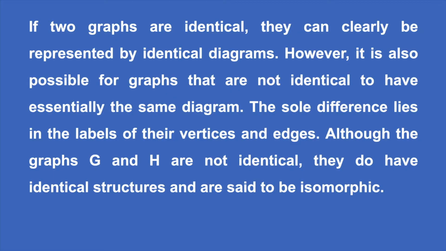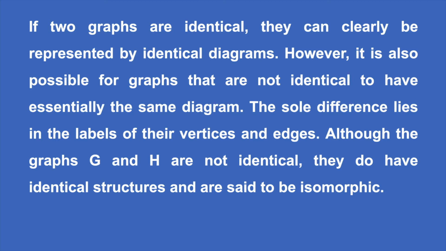A graph can exist in different forms having the same number of vertices, edges, and also the same edge connectivity. Such graphs are called isomorphic graphs. Note that we label the graphs in this chapter mainly for the purpose of referring to them and recognizing them from one another. If two graphs are identical, they can clearly be represented by identical diagrams.